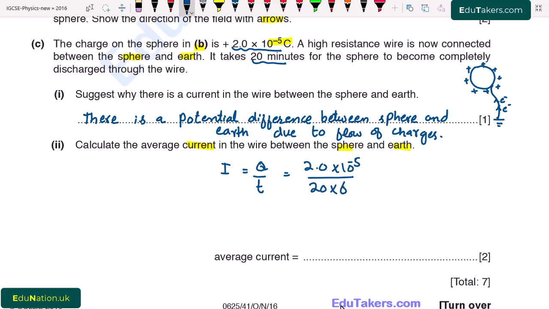20 multiplied by 60. So the value of current comes to be 1.7 into 10 to the power minus 8 ampere. The unit of current is ampere. So the average current will be equal to 1.7 into 10 to the power minus 8 ampere. So this is a value of the average current in the wire between the sphere and the earth.